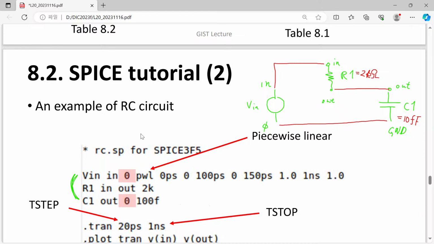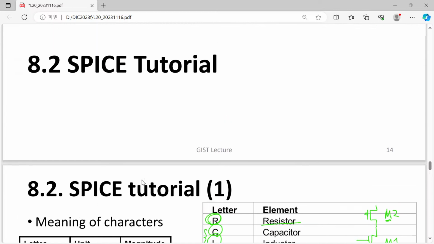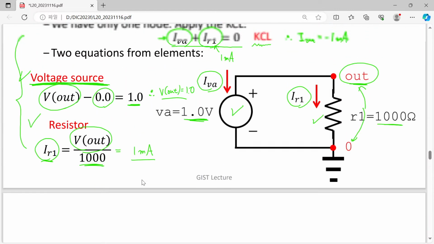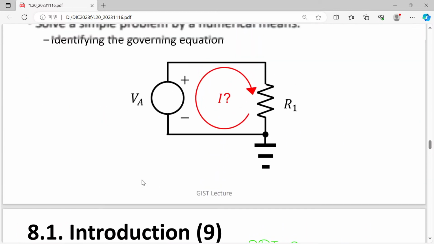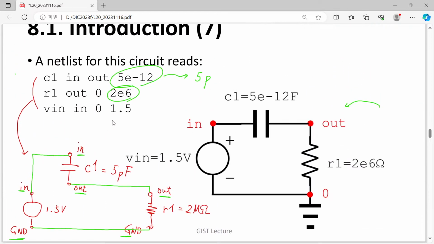Another thing we have to consider is now this part. What is it? Now things are getting more complicated. For example, in this case, we just had a value 1.5.